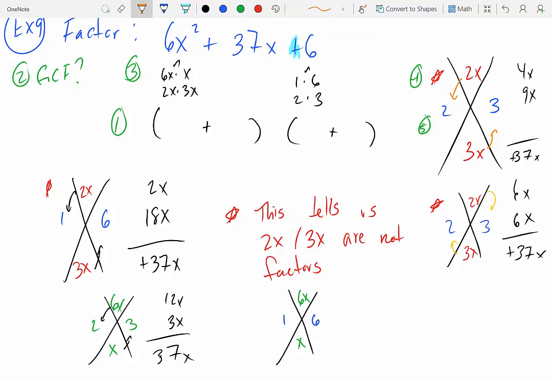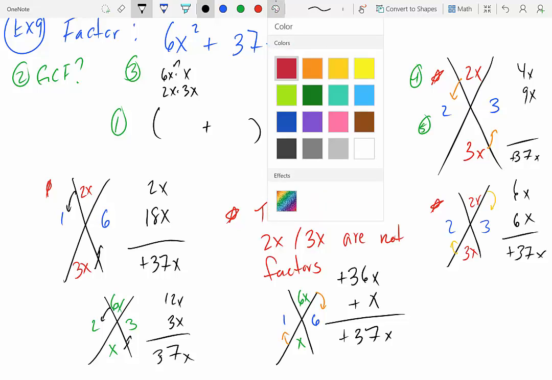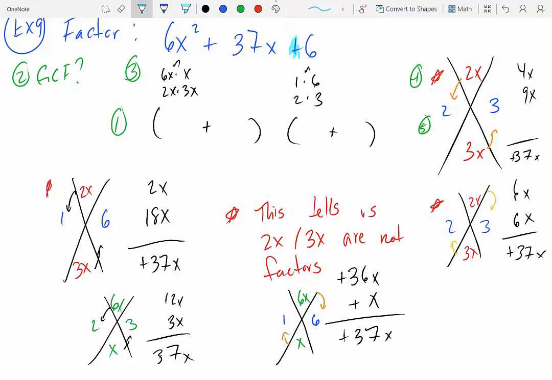We can go right. We want to get to positive 37x. So we have 6x times 6 is 36x. x times 1 is x. And if both of those are positive, we are good to go. So how did we get positive 36x? Well, we multiplied 6x times 6, so that needs to be positive. And how did we get positive x? Well, we multiplied x times 1, so this must be positive. And whichever way we didn't go are our factors. So we have x plus 6 and 6x plus 1.